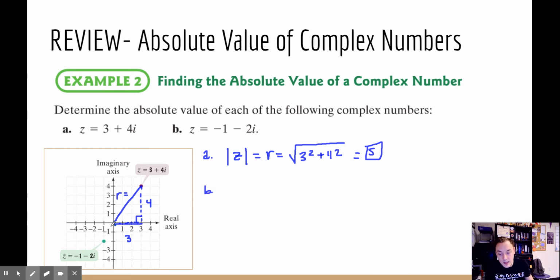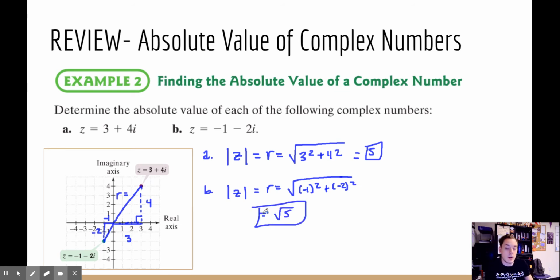For B, same thing here, but just a little bit different. I'm going to have this extending triangle. So this is just -1 off to the side and then -2. So this is the same thing as the absolute value of Z, which is the same thing as R because it's distance. And so I'm really just taking -1 squared plus -2 squared. What this gives me is just radical 5. That's my R.